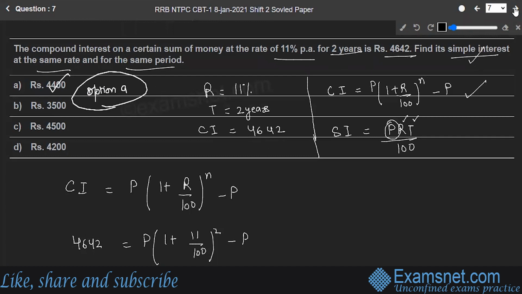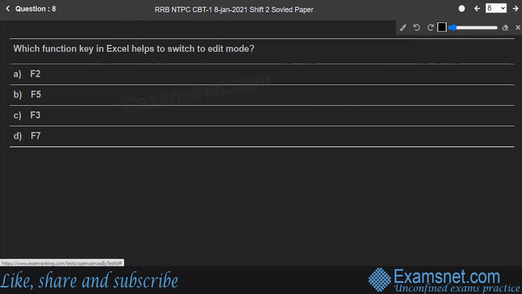Hope you understood this. Next is question number 8. Which function key in Excel helps to switch to edit mode? F2, F5, F3 or F7? Let's discuss the meaning of all the keys one by one. The first one is F2. Actually, this is the answer to our question as well. The function key in Excel helps to switch to edit mode.